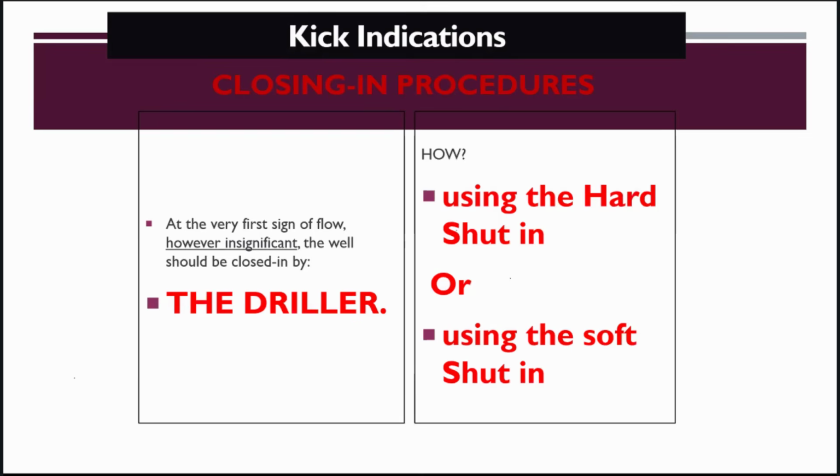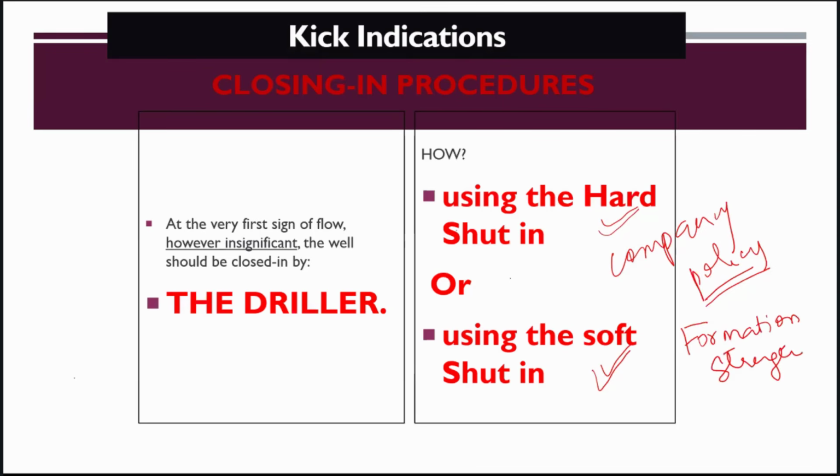Which method is used is already pre-planned. The company will tell the crew that if any kick happens, you have to use hard shut-in or soft shut-in. It is in company policy. But how is this policy made? It is made depending upon your formation strength. If your formation strength is high, you can use hard shut-in. But if you use hard shut-in on a weak formation, when you shut in the well, the formation down there will break.